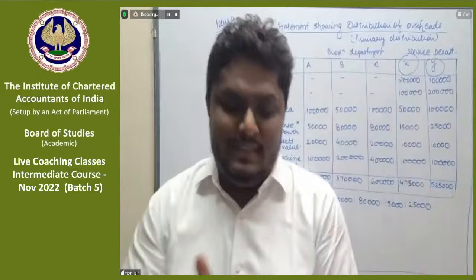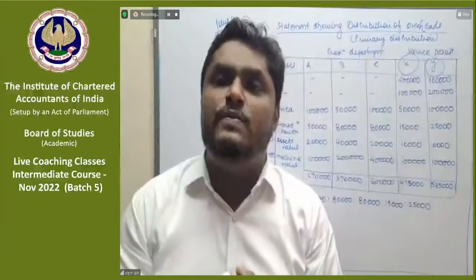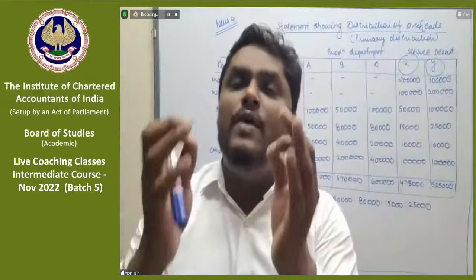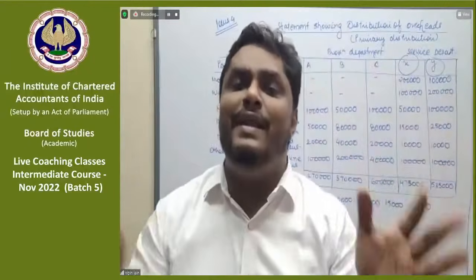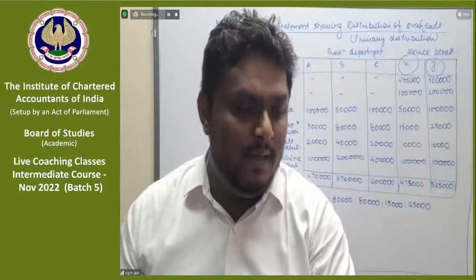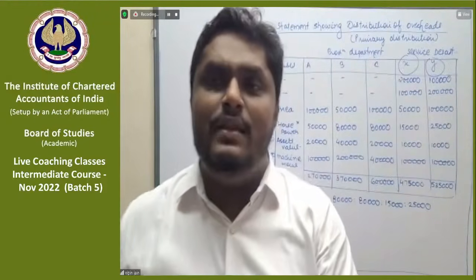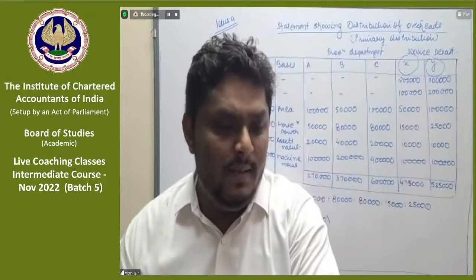So this is the first step of distribution of overhead, or we can say this is primary distribution of overhead, wherein we have apportioned all the overheads that are incurred to various departments, that is production department and service department. So if you guys have any queries in this part, you guys can please ask me.